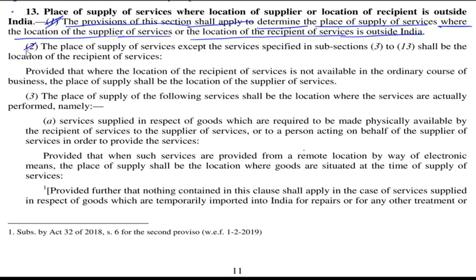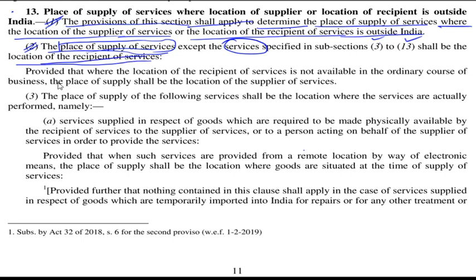Next, subsection 2. Place of supply of services except the services referred to in subsection 3 to subsection 13 shall be the location of recipient of service. So, place of supply of service except the services referred to in subsections 3 to 13 shall be the location of recipient of service.